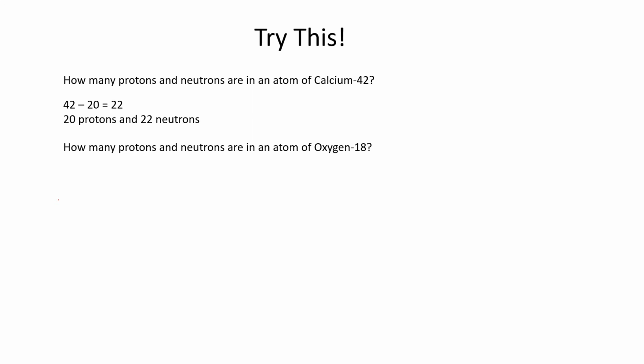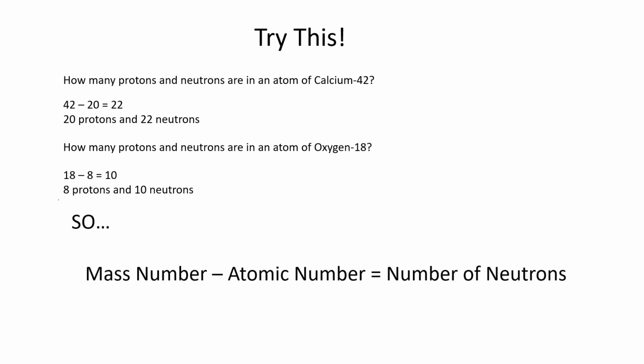And how many protons and neutrons are in an atom of oxygen 18? So again, the atomic mass would be 18, and we subtract 18 minus 8 to get 10. So there are 8 protons and 10 neutrons. So this tells us an important relationship between the atomic number, the mass number, and the number of neutrons. If you subtract the atomic number from the mass number, you get the number of neutrons.